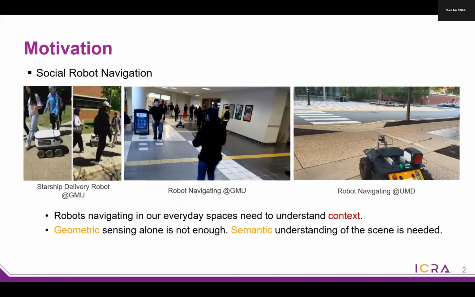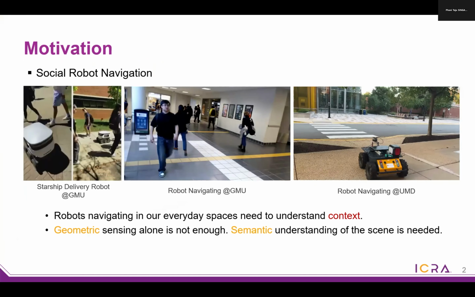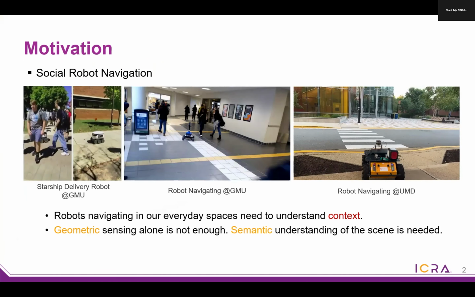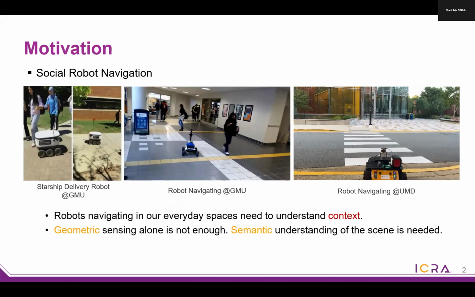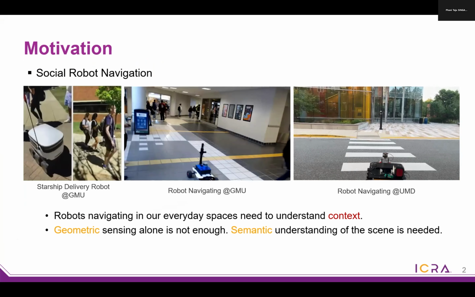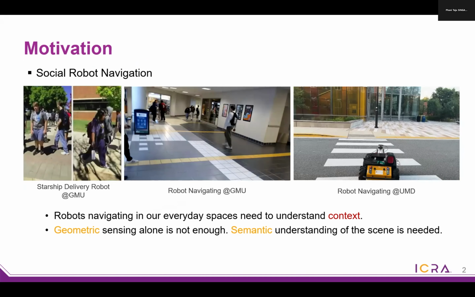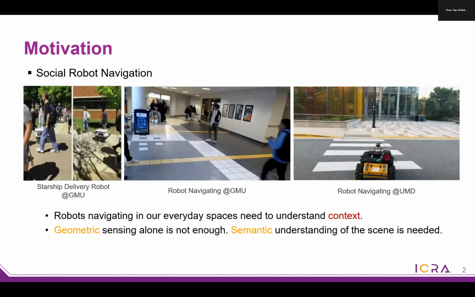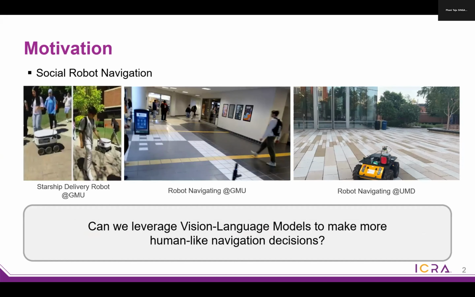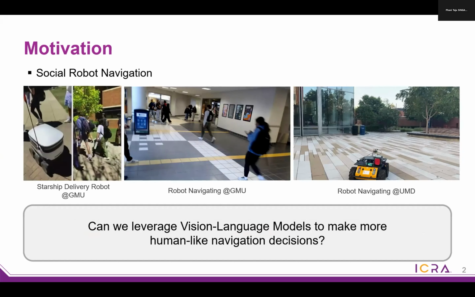As robots enter our everyday spaces, it's no longer enough to just avoid collisions. Robots need to understand the context, like staying on the sidewalks or crossing at the designated crosswalks. So geometric sensing alone isn't enough. So we ask, can we leverage vision language models to make more human-like decisions?